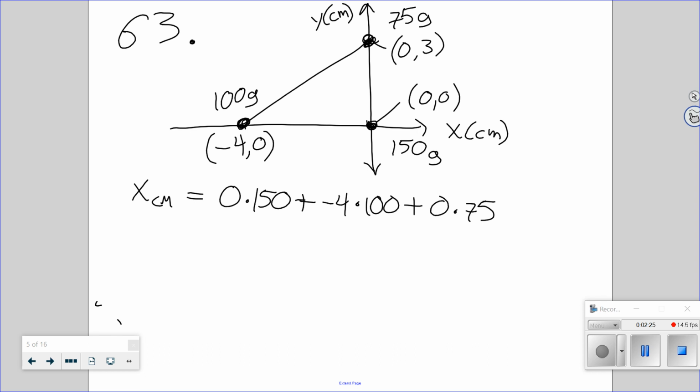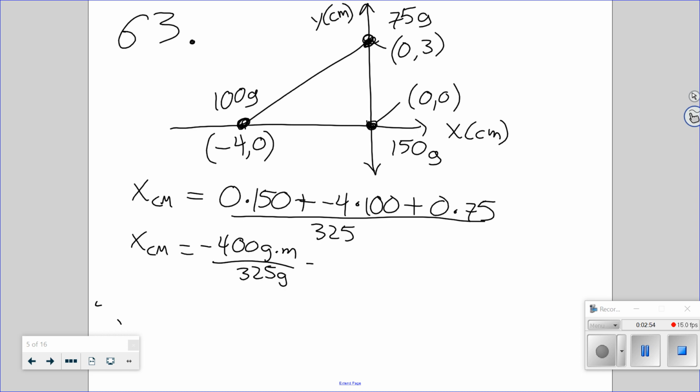If I have different stuff, how do I make the average? Yeah, divide by the total. So this is a total of 325 grams, I think. So the location of the x center of mass, and by the time we test again, we should be able to do this really fast, is negative 400 gram centimeters divided by 325 grams. 325, right? Yeah. 1.23 centimeters.